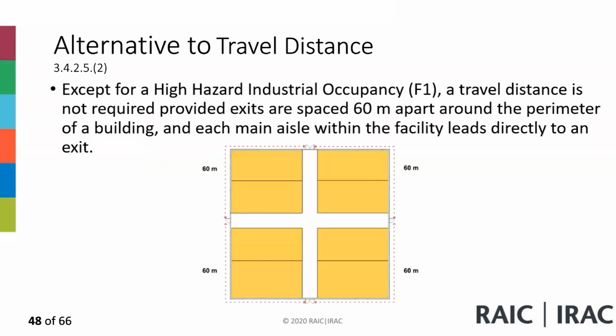Okay, so that's one. You will see this: you've got the exits located here, 60 meters from each other, and you've got your main aisle leading directly to an exit.